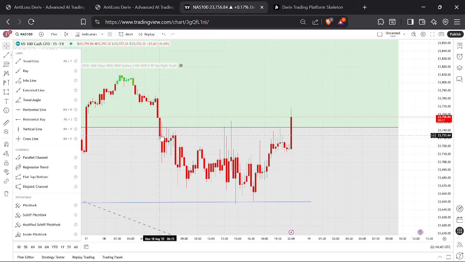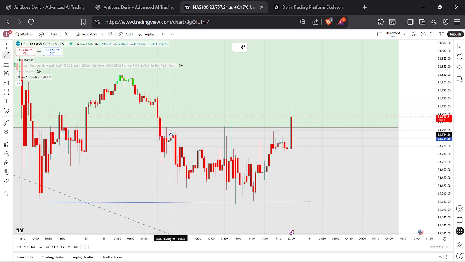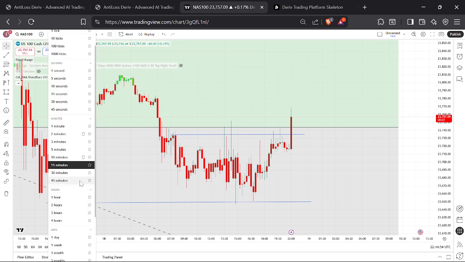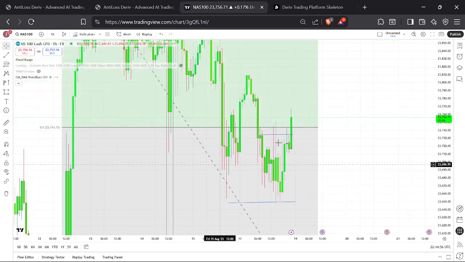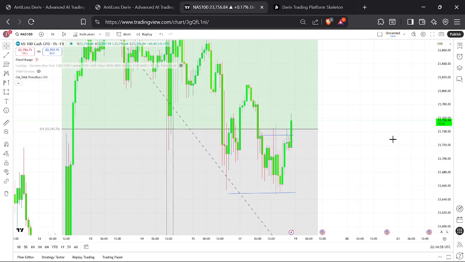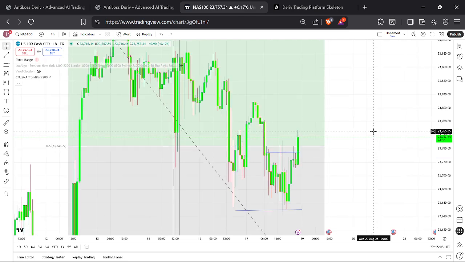I just want you to ignore the wicks, and if you go back to a higher time frame, let's say the 1 hour time frame, you can see you have a very clear break of market structure, and it's a break of market structure that takes you into a buying zone.